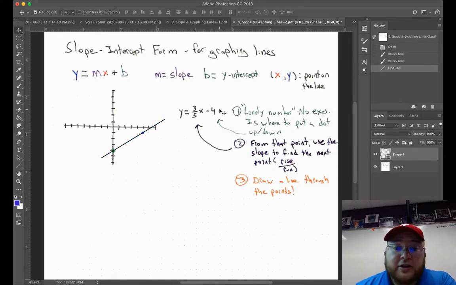So you're always going lonely number up and down. And the biggest mistake people will make is they'll put it right or left. Okay, up or down. And then you just use that slope.